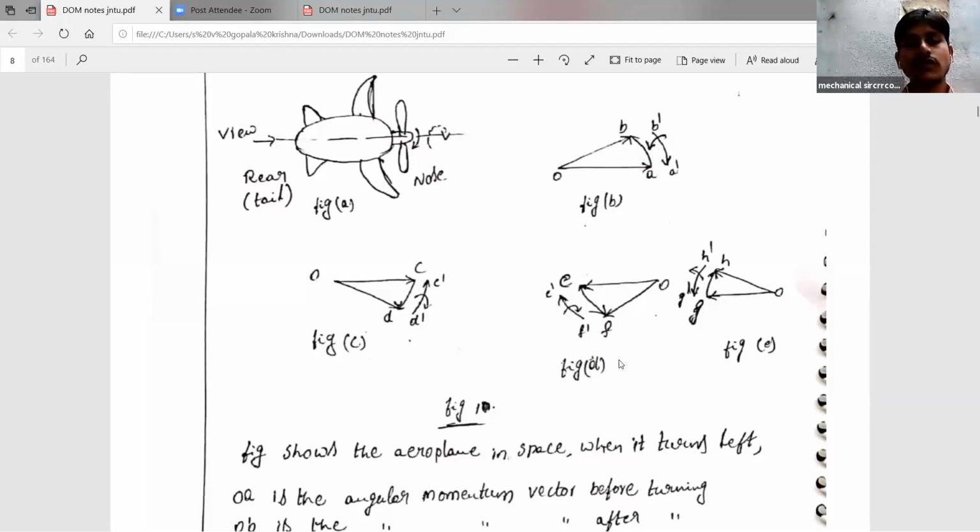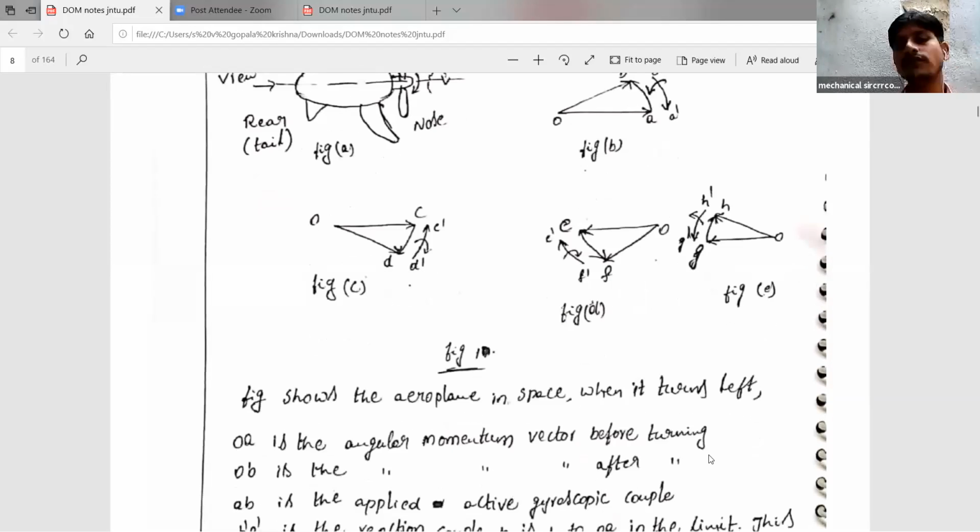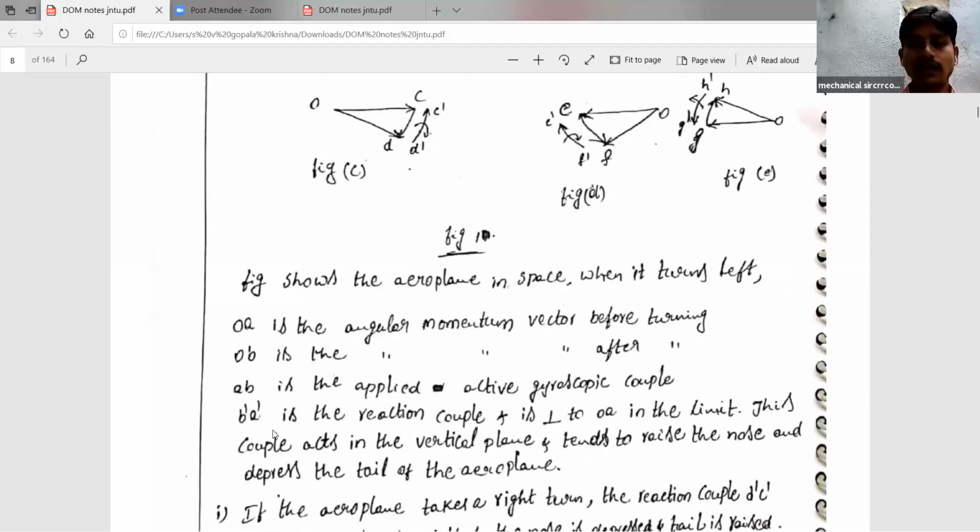All of you observe that OA is the angular momentum vector before turning, and OB is the angular momentum vector after turning. So here they may write AB. What do we get as the AB value? That is our angular momentum vector change.